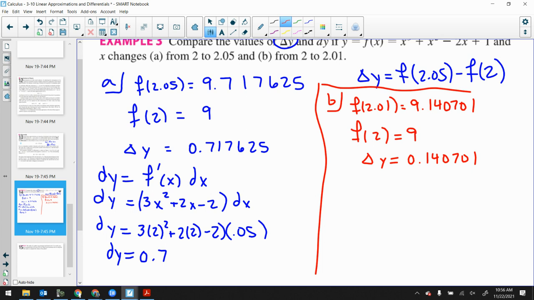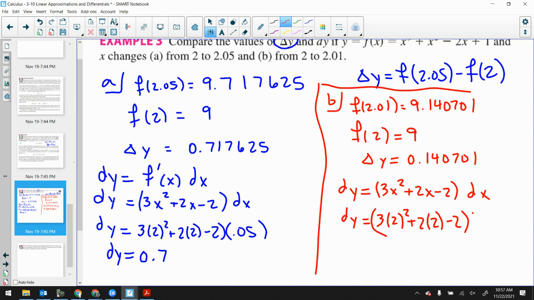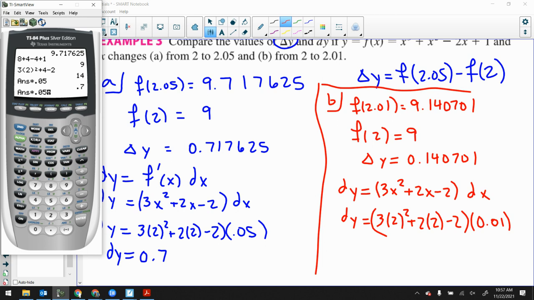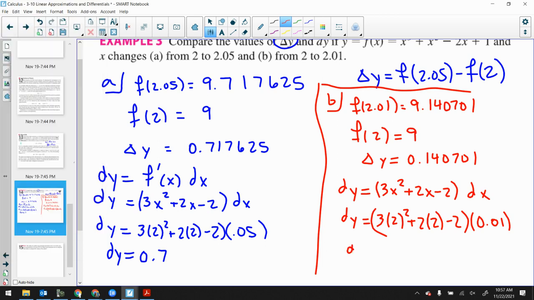Now let's calculate the differential using 2, but not at 0.05 anymore, but 0.01. So I've got dy is equal to that same 3x squared plus 2x minus 2 dx, but now the thing that's changed is my dx. It's the same value at 2. So dy is equal to 3 times 2 squared plus 2 times 2 minus 2, but now 0.01, because my new differential on x is not 2 to 2.05, it's 2 to 2.01. So let's run those numbers now. It was 14, so 14 times 0.01 is 0.14. dy is 0.14.